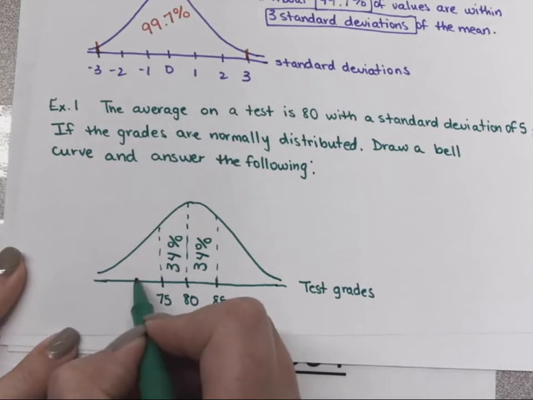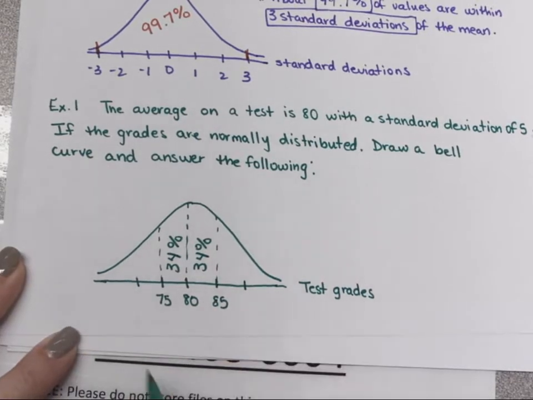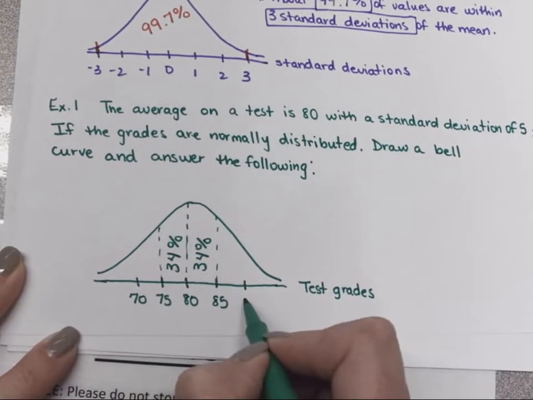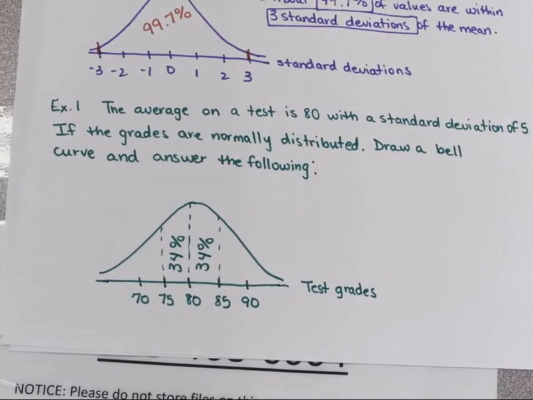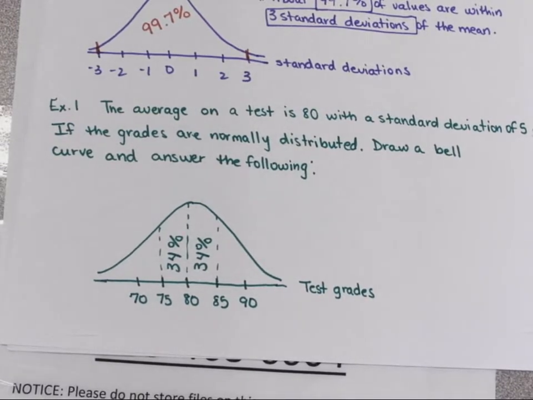So then let's go out another standard deviation. Notice this would be at 70 and this would be at 90. Just to recap, the middle is the mean, right? And then the standard deviation tells you how far out to go each little unit, each little section.